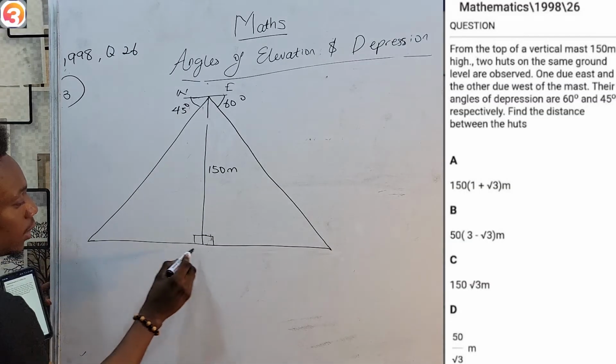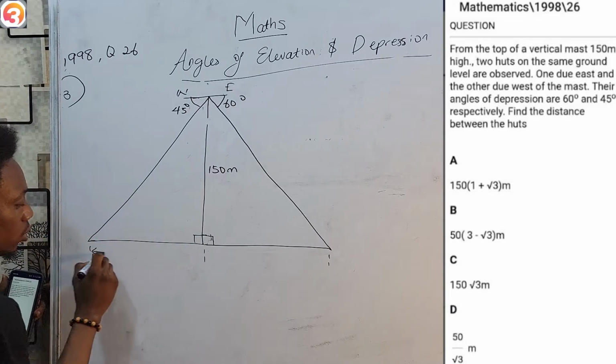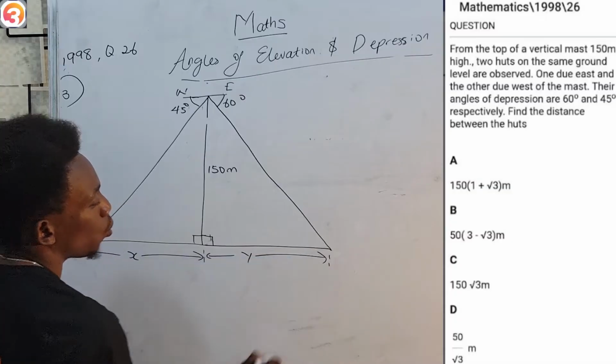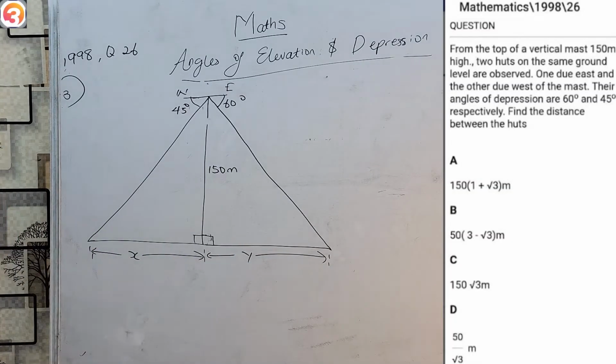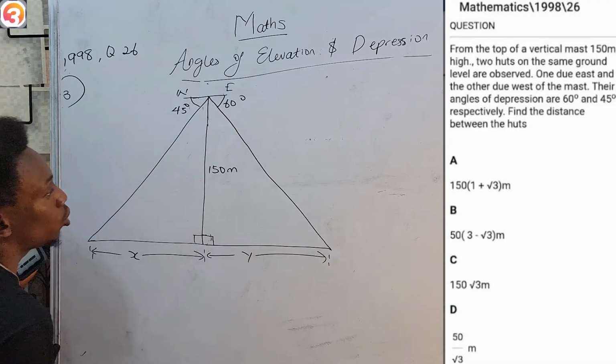That means we want to find, if I divide this into right-angled triangles, here is x, I want to find x, and here is y. So to find the total distance, it will be x plus y. Now let's see what can be done.